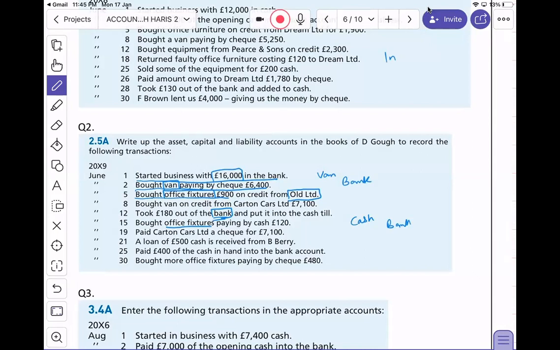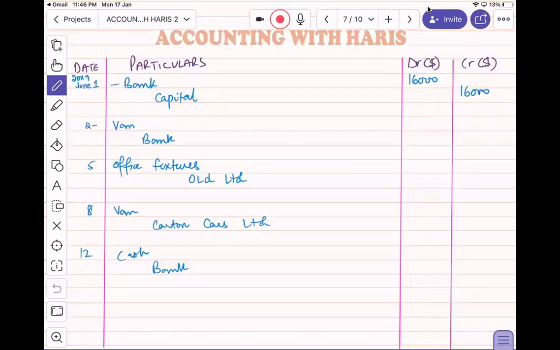But now you should ask yourself the second effect: how are you getting these office fixtures? We're getting them by paying cash. So cash would reduce if we buy these office fixtures, and cash is also an asset, and the decrease in an asset gets credited. So office fixtures would get debited and cash would get credited by 120 on 15th.